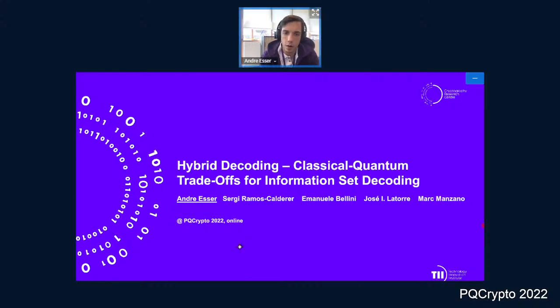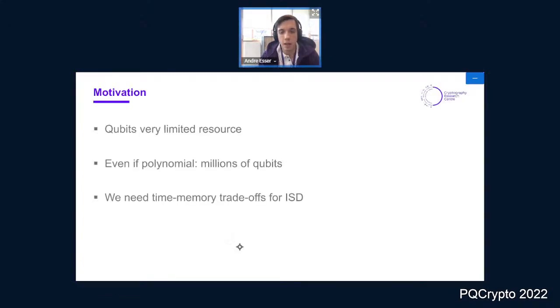As we all know, we are in the transition to the use of post-quantum secure cryptography to protect against large adversaries with large-scale quantum computers.